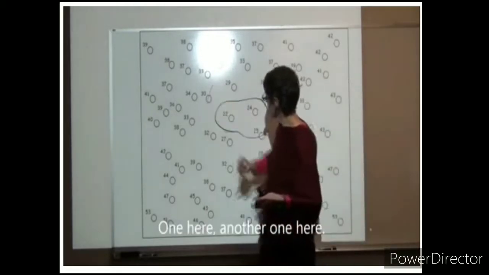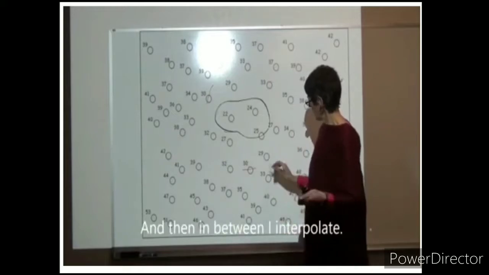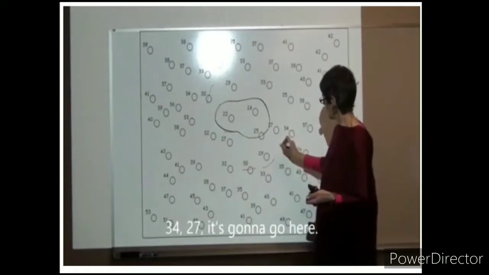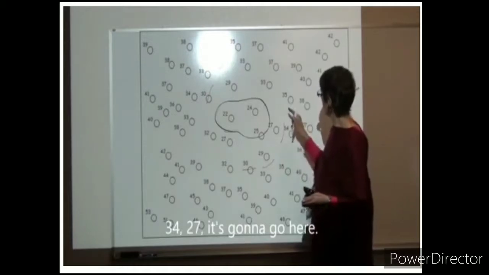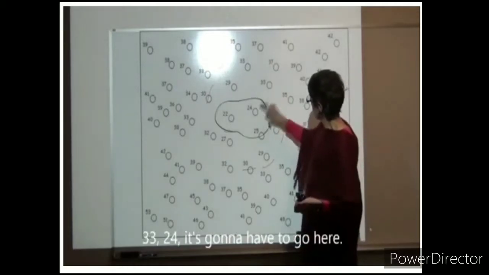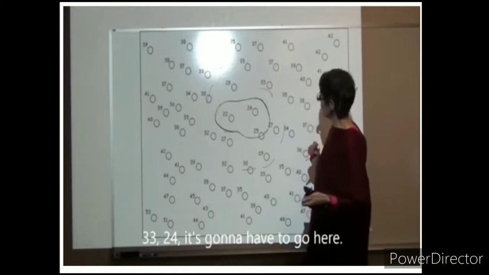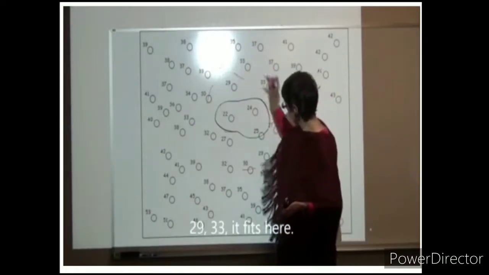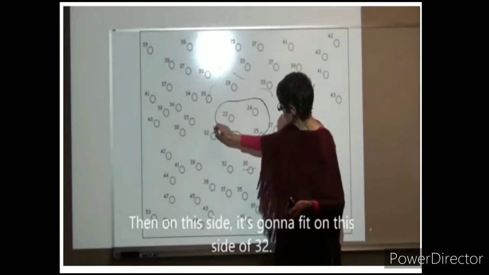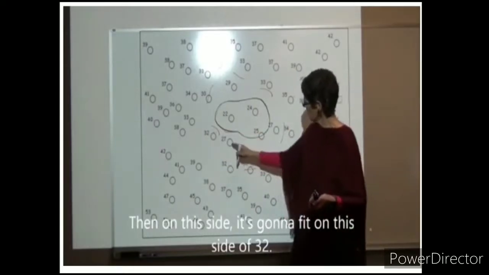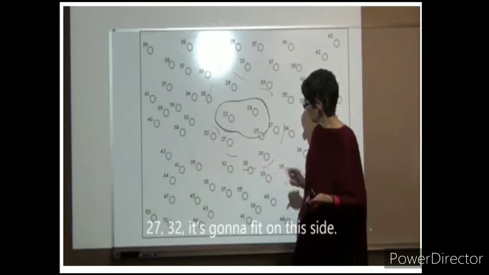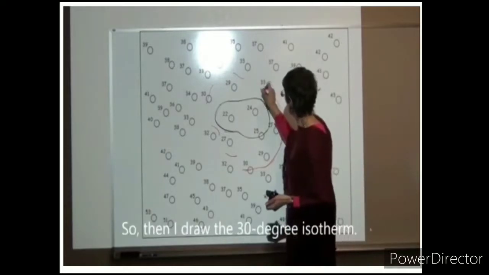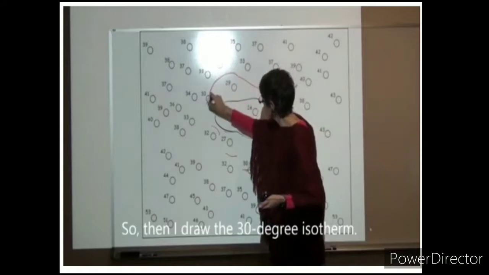One here, another one here. And then in between I interpolate 29, 33, right here. 34, 27, it's going to go here. 33, 24 is going to have to go here. 29, 33, it fits here. Then on this side, it's going to fit on this side of 32. 27, 32, it's going to fit on this side. So then I draw the 30-degree isotherm.